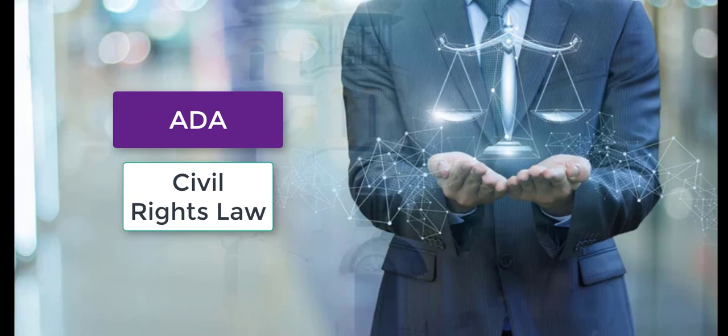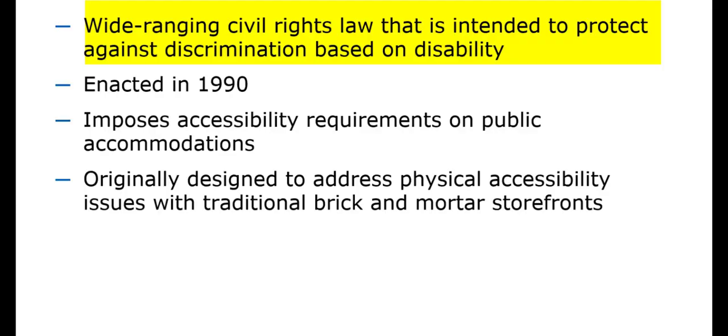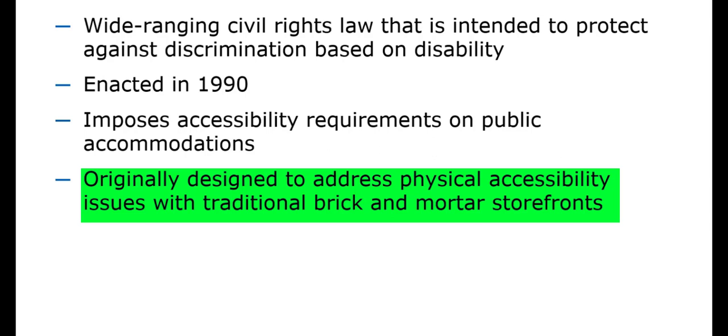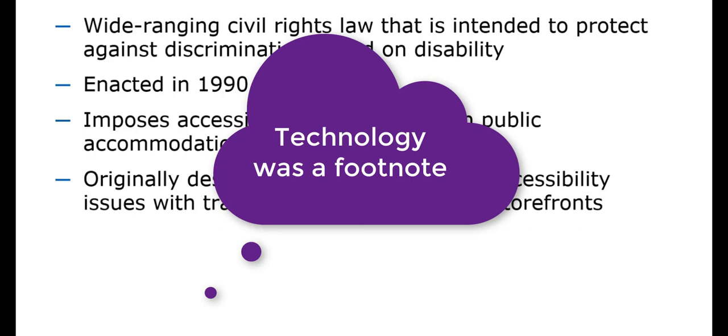Again, as I mentioned briefly in the introduction, the ADA is a civil rights law. It was enacted to protect against discrimination based on disability. It was enacted in 1990, so kind of put yourself back to 1990 era. The internet was not a thing. Email really wasn't nearly as ubiquitous as it is now. The ADA was really designed to deal with physical barriers. The technological issues were a footnote to the statute.